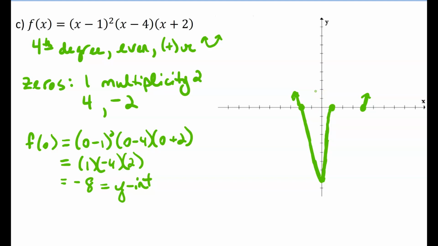Okay. Again, we already know there's a multiplicity here, so it should turn around. And again, I don't know where it turns, but eventually it will turn around again and go up. All right, so I'm just going to go ahead and extend this up now. Okay.